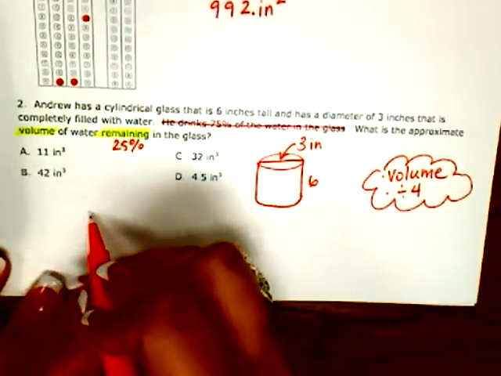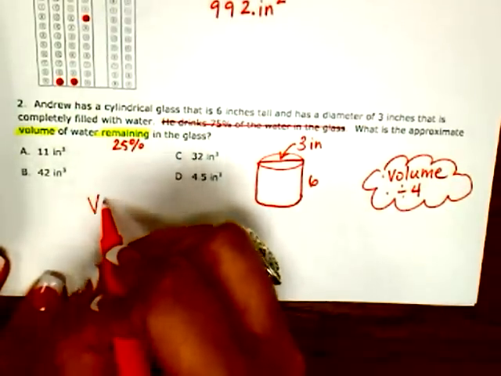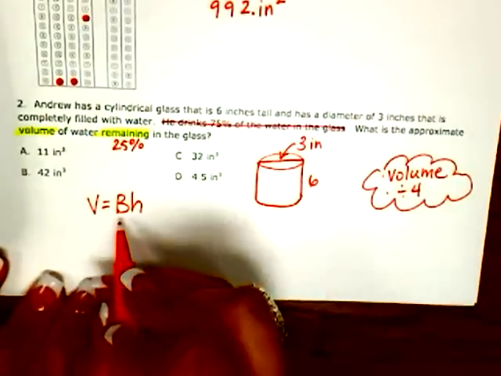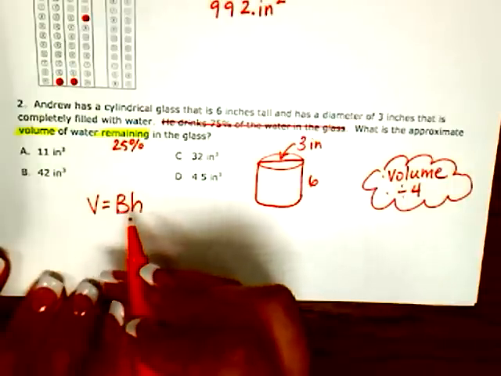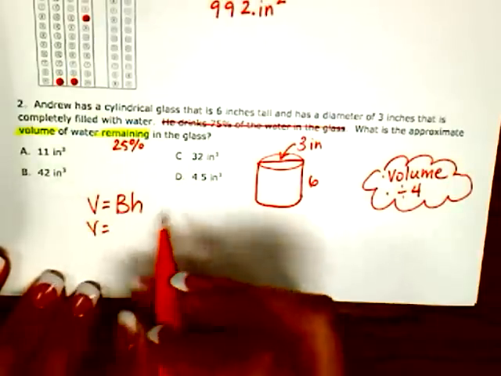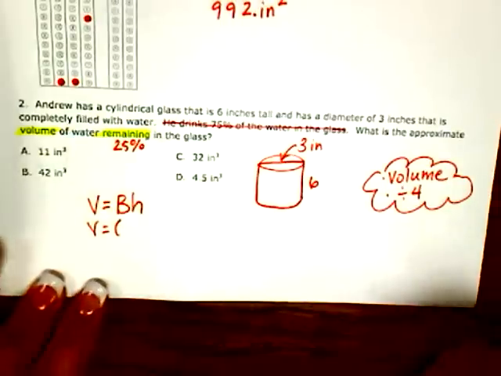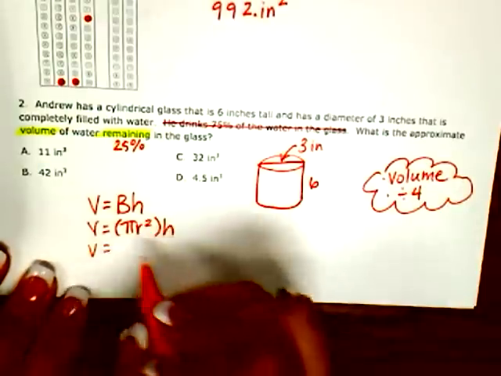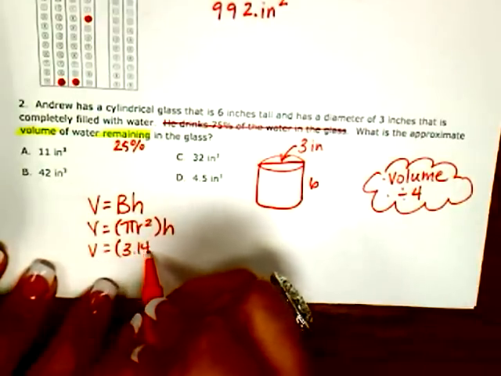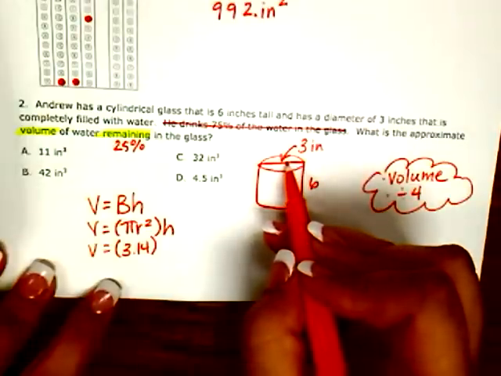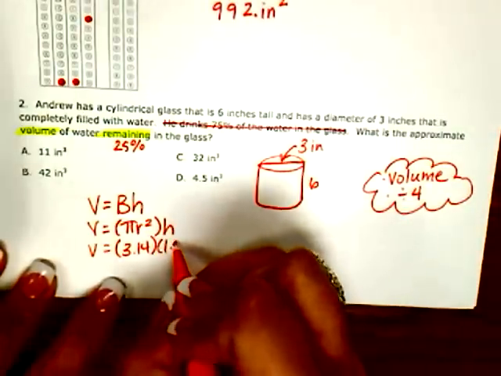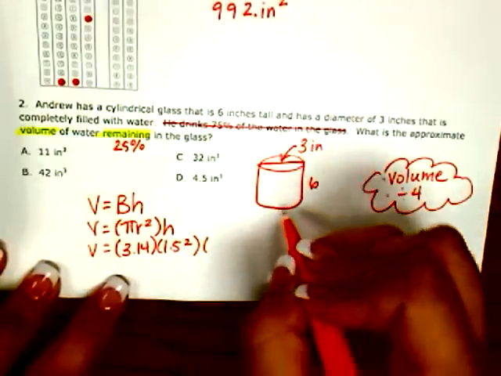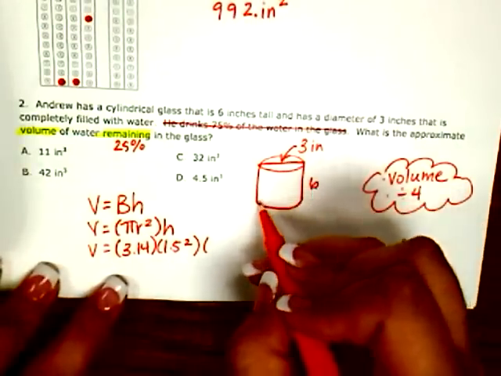Okay, so now my formula for the volume of a cylinder is area of the base times height. But remember at the beginning I told you that you have to take the big B out, the area of the base, and put in the area formula. So instead of a big B, I'm going to have the area of a circle, which is pi r squared times height. And pi is 3.14. The radius, since the diameter is 3, is going to be 1.5, and I have to square that. And my height is 6. The height, remember, is how far it is between each base.